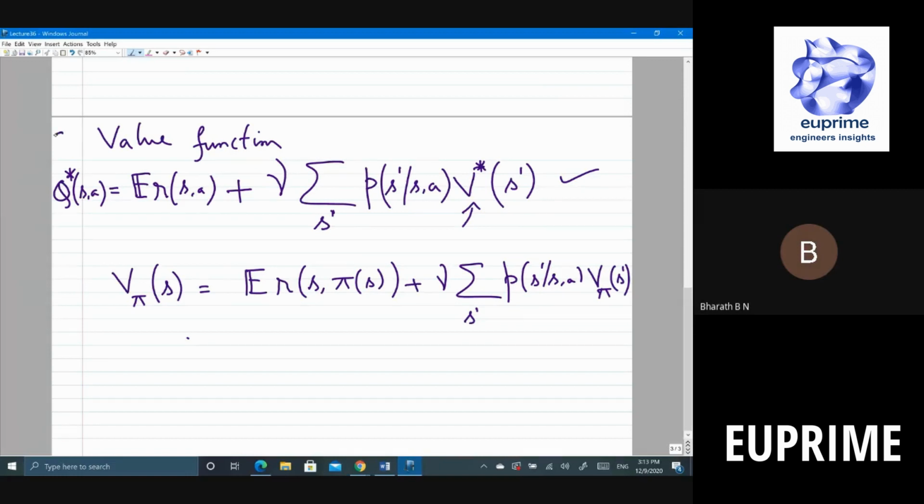This is the state action value function. Okay, state action. Don't worry about the terminologies.